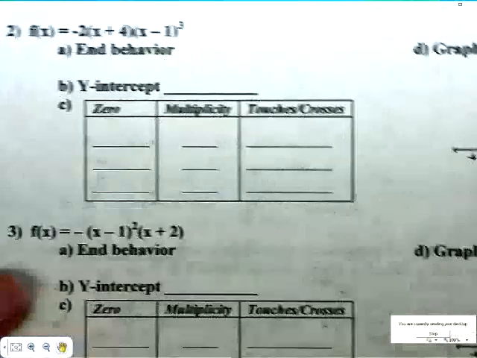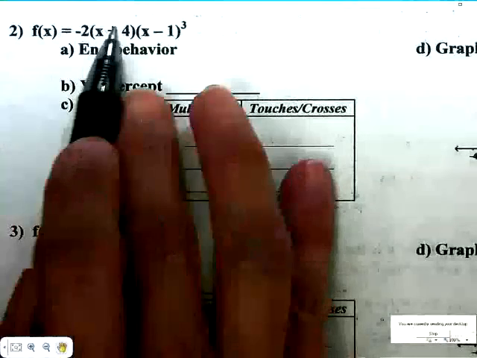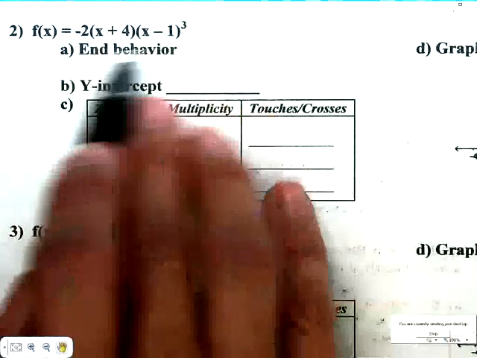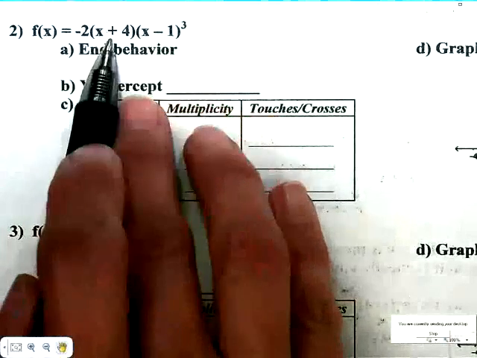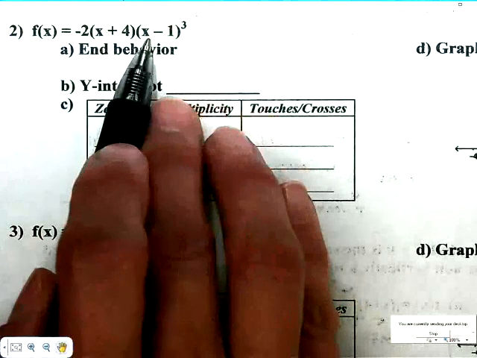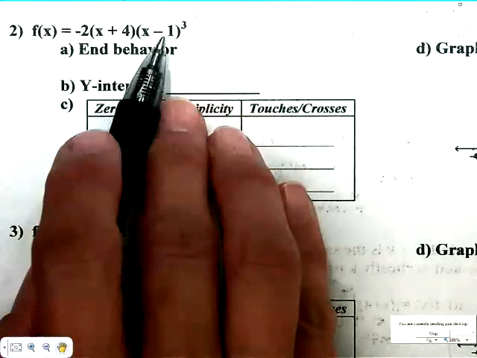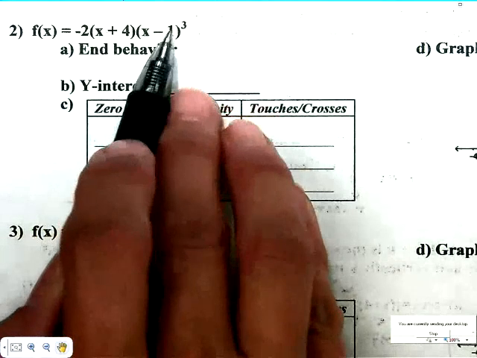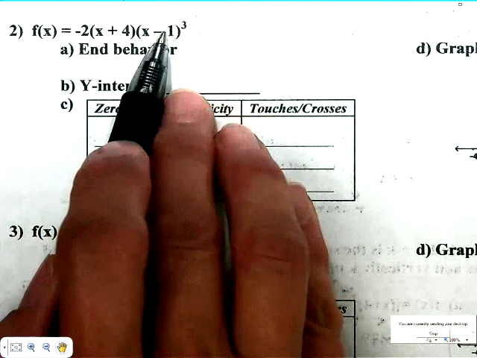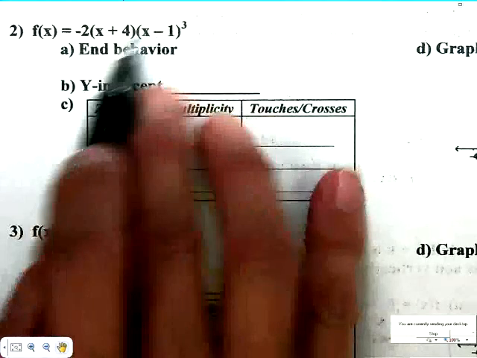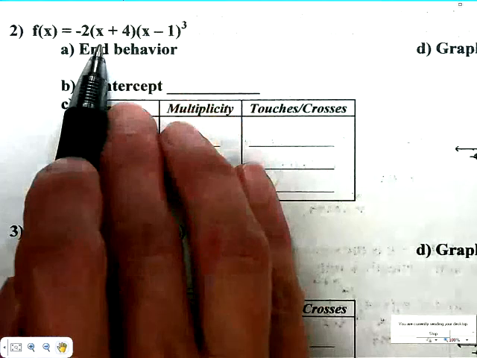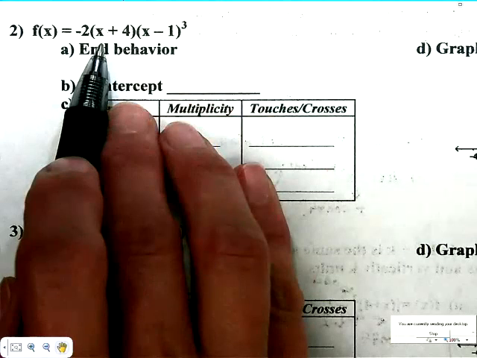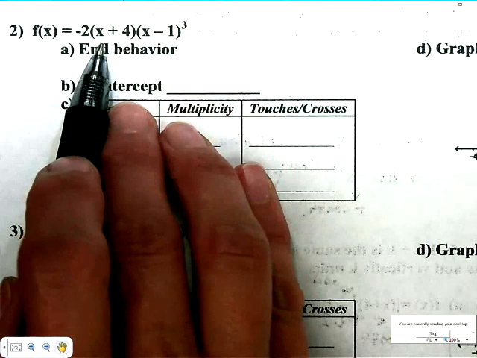Number 2. F of x equals -2 times x plus 4 times x minus 1 cubed. I don't want to have to multiply that all out. I don't want to multiply x plus 4 times x minus 1 times x minus 1 times x minus 1 to get it in descending order. All I need to say is if I did multiply that out, I'd have an x cubed along with a bunch of other stuff. And then that x cubed times this x to the first would mean that my highest exponent would be what? X cubed times x to the first, x to the fourth. That's a 4th degree polynomial.